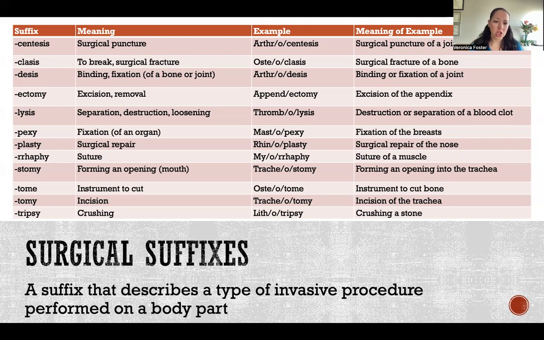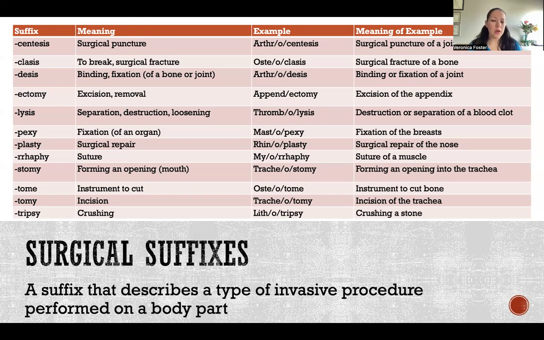Pexy means fixation of an organ, and an example is mastopexy. Plasty is surgical repair, as in rhinoplasty. Now, the next one is a little bit tougher to pronounce. It's pronounced rrhaphy. It means sutures. So, like myorrhaphy would be suture of a muscle.